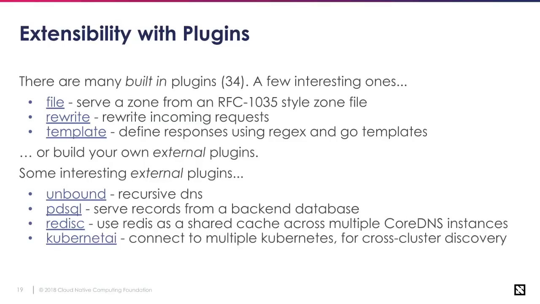And if you've got other needs that the built-in plugins don't solve, you can build your own plugins. There are some cool external plugins that other people have built. Unbound uses the Unbound library to do recursive DNS. PDSQL will serve records from a backend database. Redis will use Redis as a shared cache across multiple CoreDNS instances. And Kubernetai, which is the plural of Kubernetes, in case you were wondering, allows you to connect a CoreDNS to multiple Kubernetes clusters for cross-cluster discovery. Next slide.